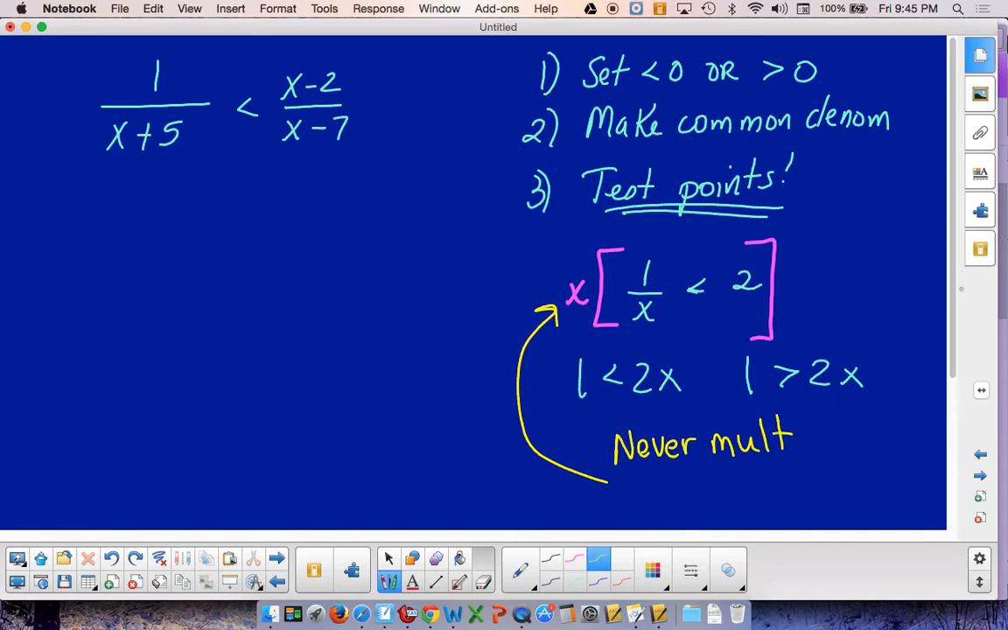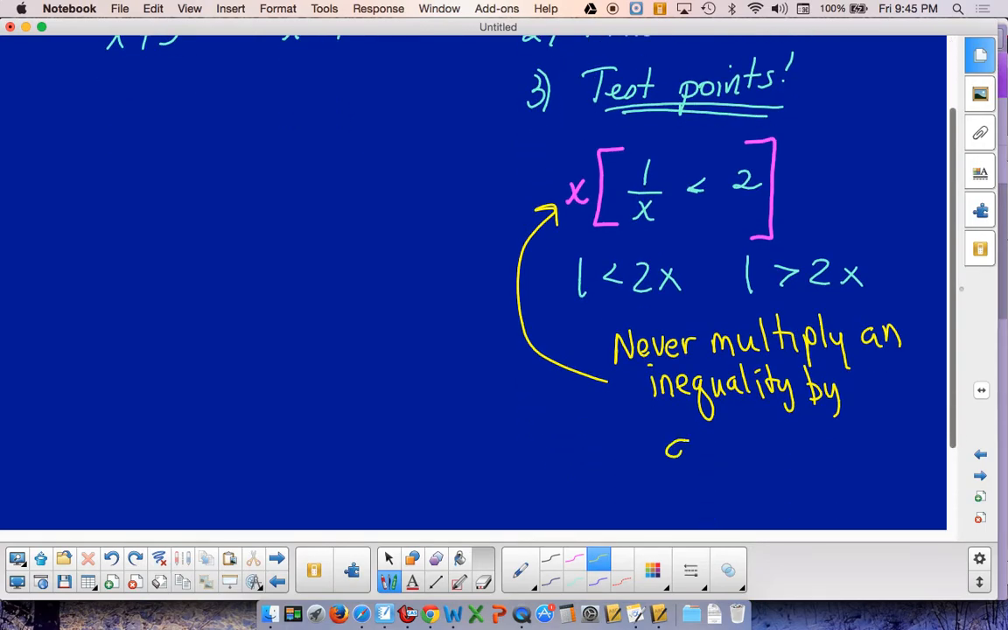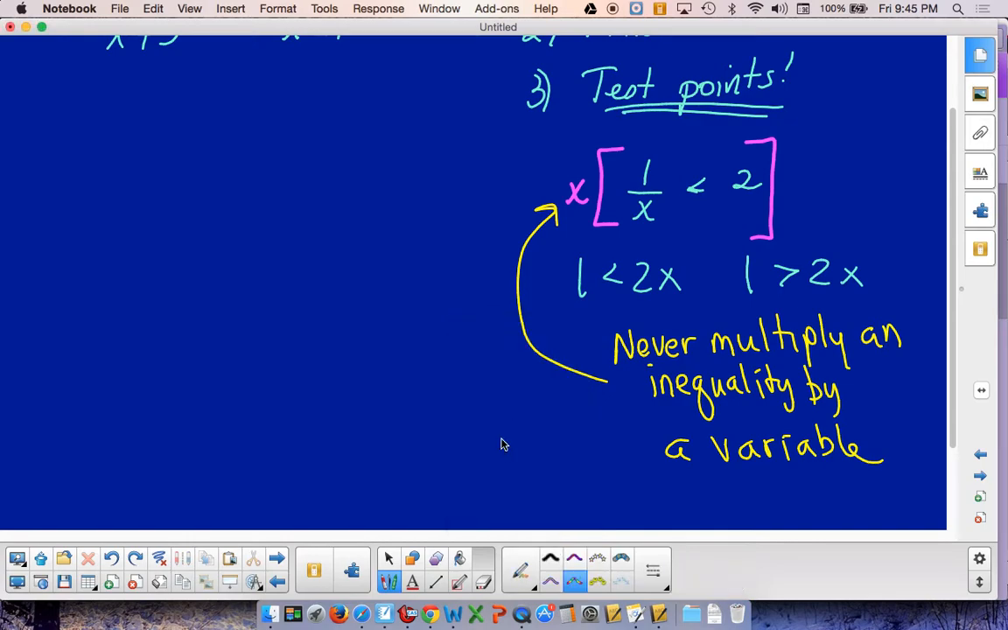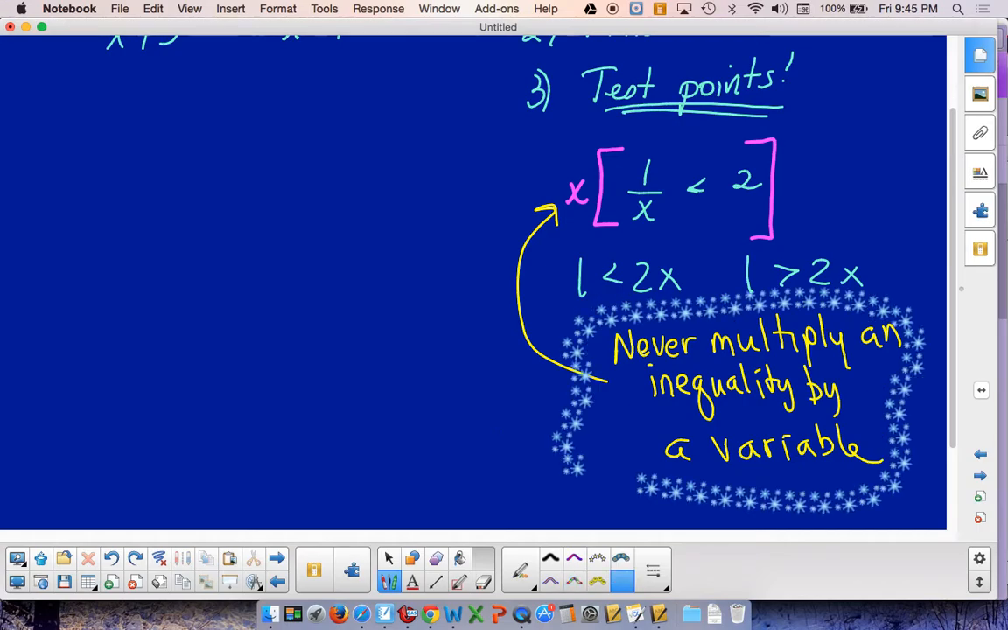Never multiply an inequality by a variable. You don't know whether to switch the sign. It's huge. In fact, it's so huge, it's even worth my taking the time to go get the cool creative pen. And I guess since we're in snowflake season, we'll do a little snowflake outline. Never multiply an inequality by a variable. Bad, bad, bad things will happen. Actually, unpredictable things will happen.